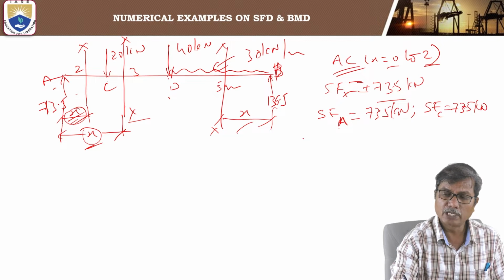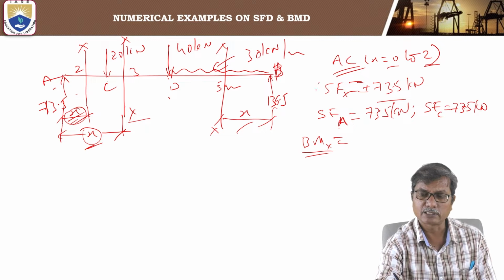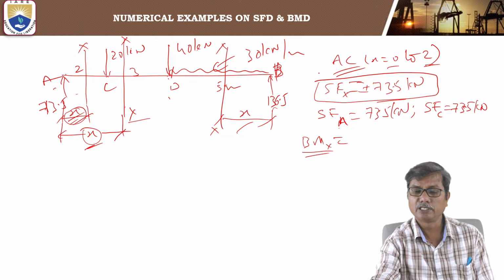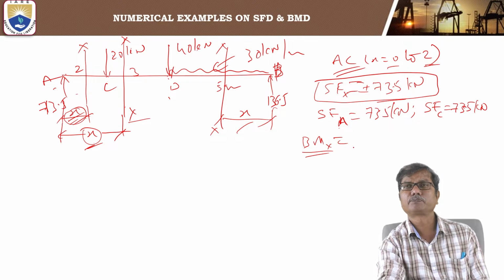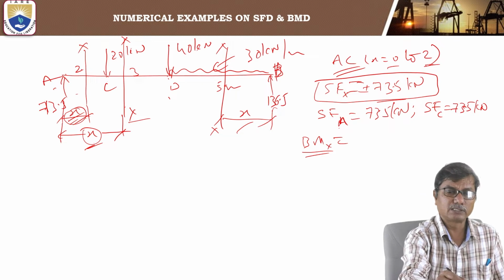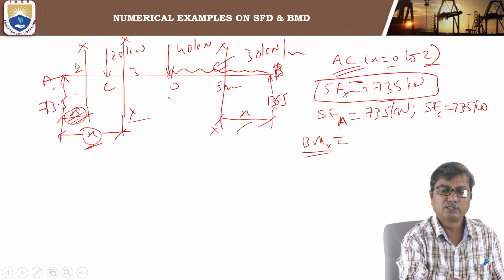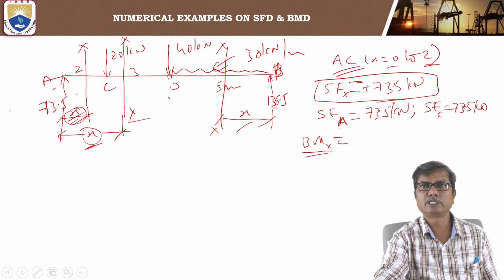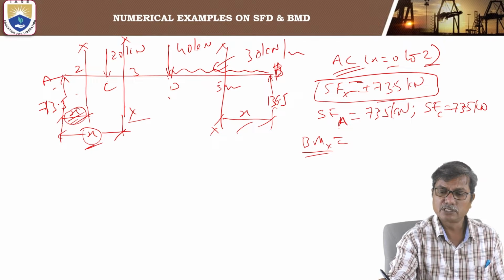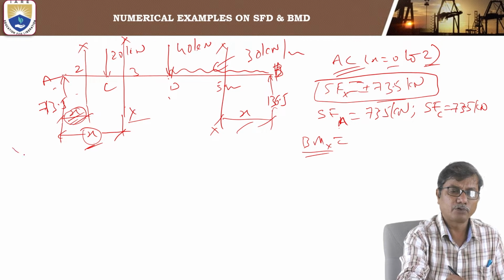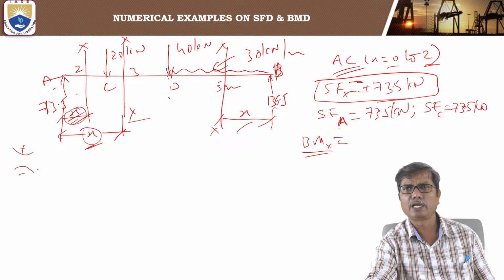Similarly, bending moment at x. Shear force at x is independent of distance, but bending moment at x, what is the bending moment at x? Considering left hand side in portion AC, it is the algebraic sum of the moments of all the forces. Algebraic sum with the sign convention, sagging positive and hogging negative. With this convention, we add the moments.